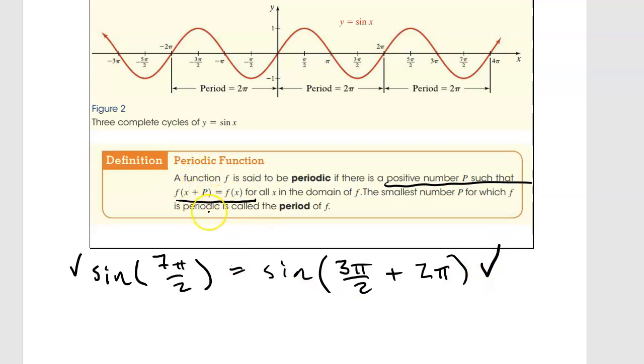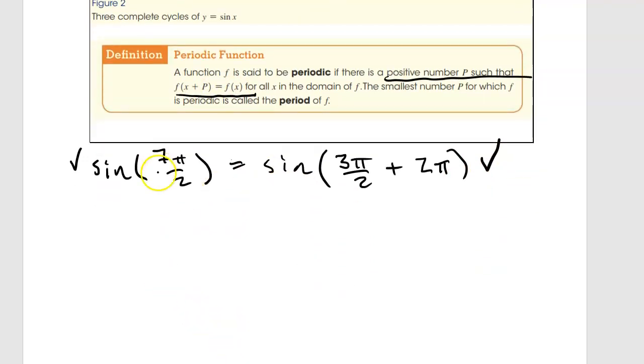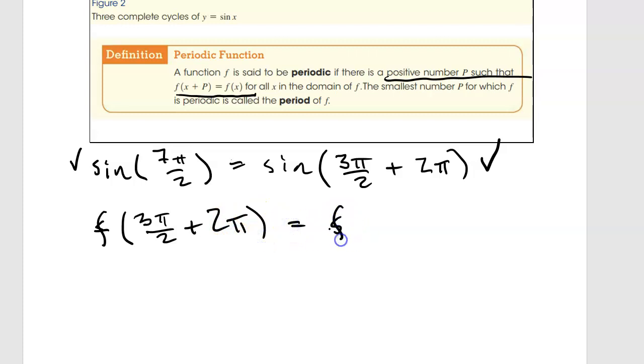So in terms of this language, we have this left side being f of 3 pi over 2 plus 2 pi, and that gives you the same result as f of 3 pi over 2. So we added a positive number to this and got the same exact value for our function. So that means this function is periodic. And the period of a periodic function is the smallest number p for which f is periodic.